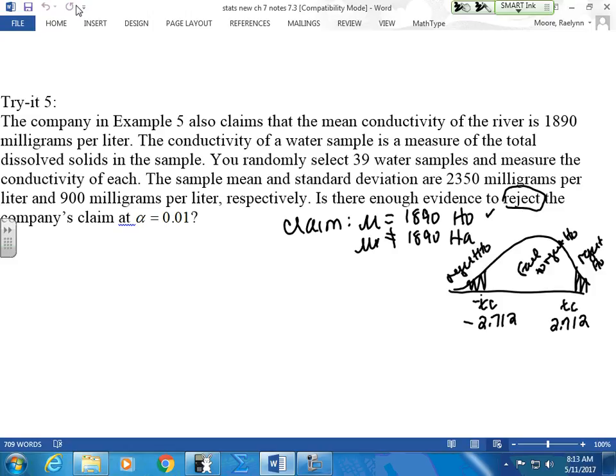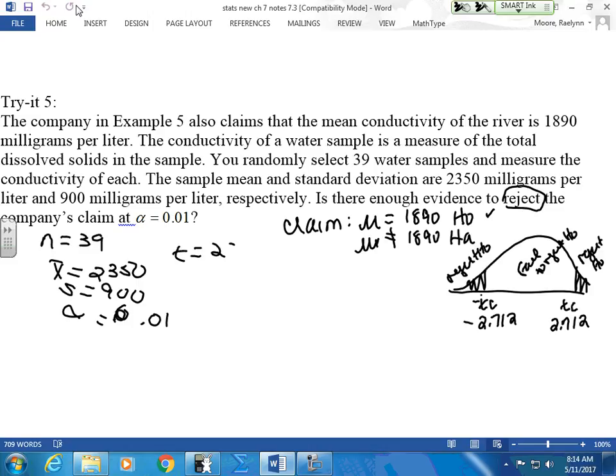Good way to start. So I pull out all my sample information. 39, my sample mean is 2350. My sample standard deviation, 900. My level of significance, 0.01. I do my T. My T says take the sample minus the population divided by the standard deviation divided by the square root of 39.